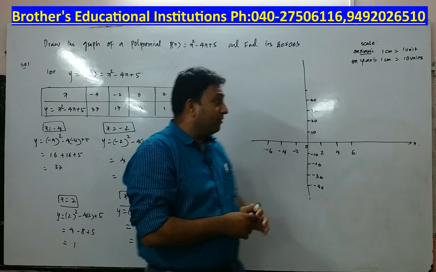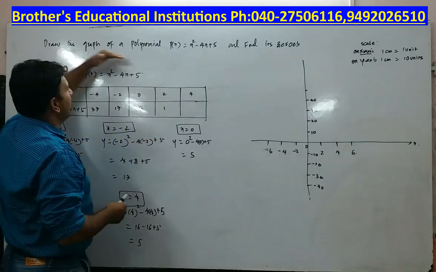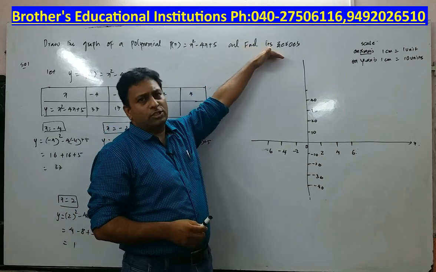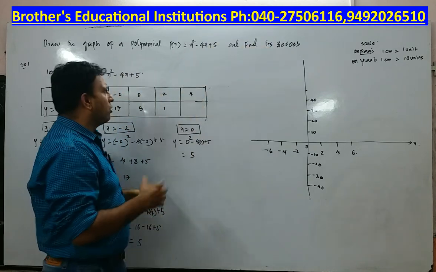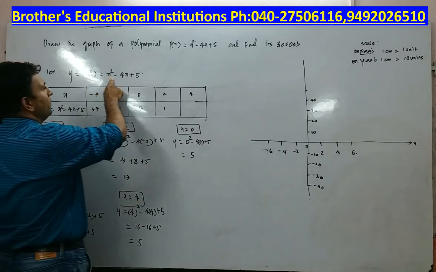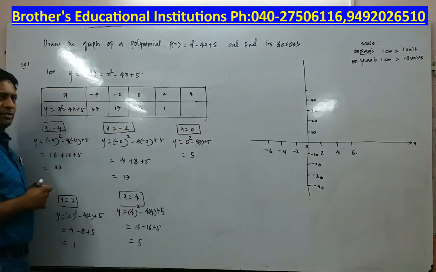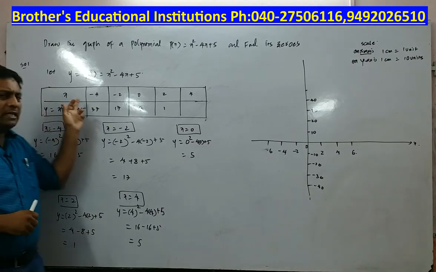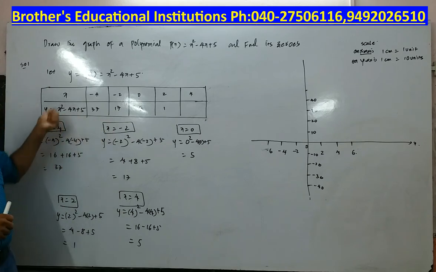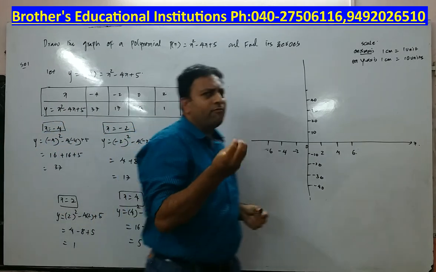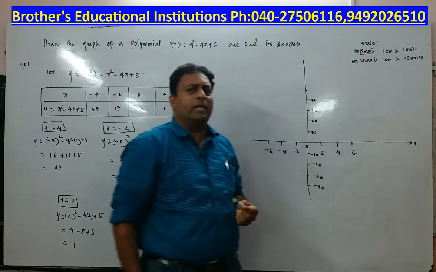Now here's the graph. Draw the graph of the polynomial x square minus 4x plus 5 and find its zeros. When you are going to draw the graph of a polynomial, I will assume y is equal to this entire value x square minus 4x plus 5, and I prepare a table with two rows. The first row is leading with x and the second row with y, which is ultimately this value. For any graph I usually take 5 values, that is the minimum, to get accuracy.